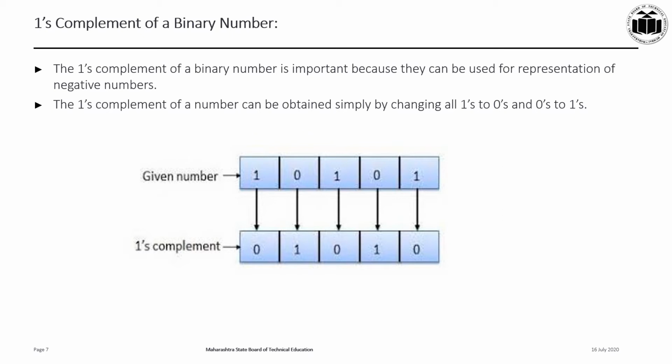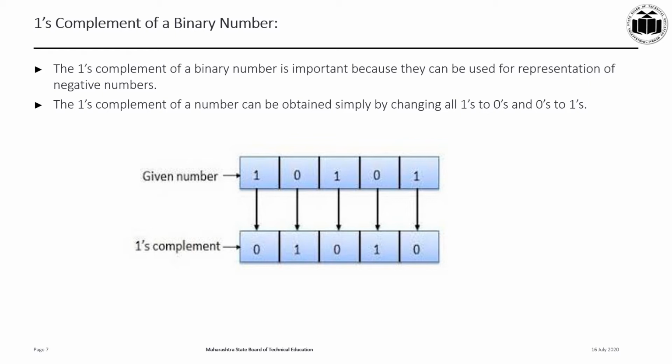So what is ones complement of a binary number? The ones complement of a binary number is important. Why is it important? Because it can be used for representation of negative numbers, which is a very important thing in order to carry out subtraction of binary numbers. The ones complement of a number can be easily obtained by changing all ones to zeros and zeros to ones.